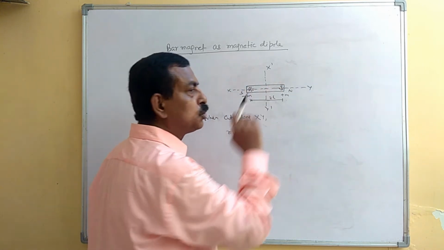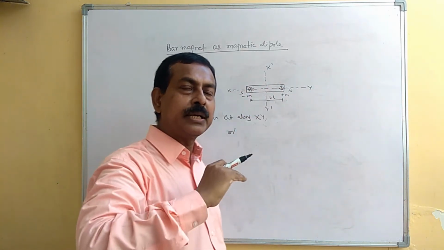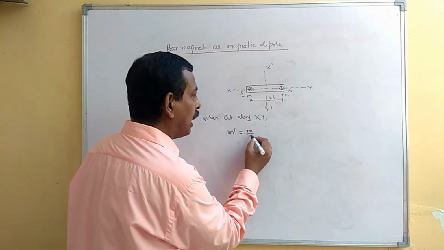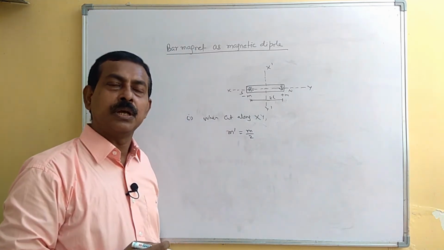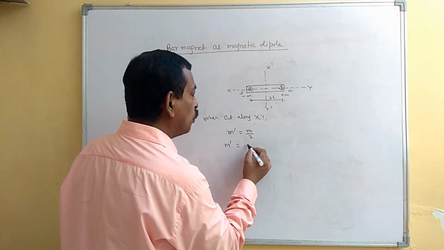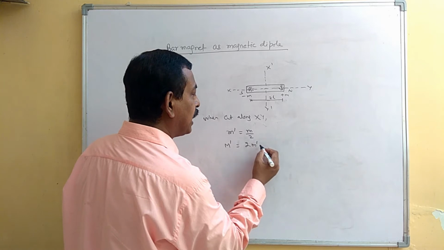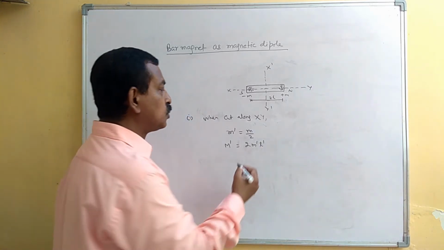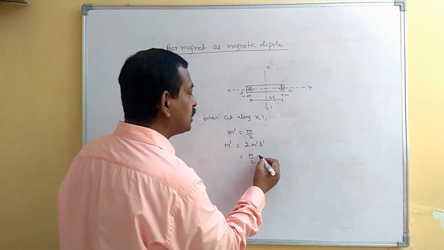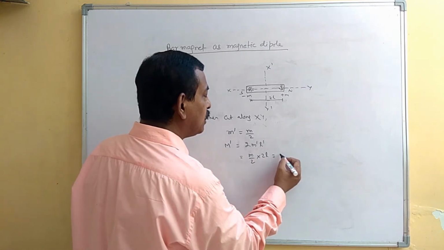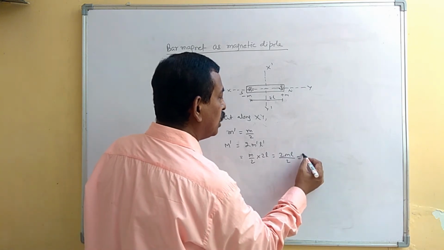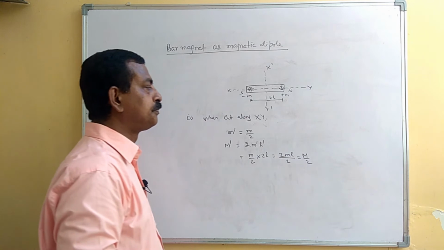So if you are cutting into two equal halves, they will also get divided into two parts. So this m dash will become half of m. That is the original pole strength. And the dipole moment, which is 2 times m dash l dash, will be equal to m by 2, because there is no change in the length. So it will remain 2L. So this will give you 2ml by 2, or that is m by 2.